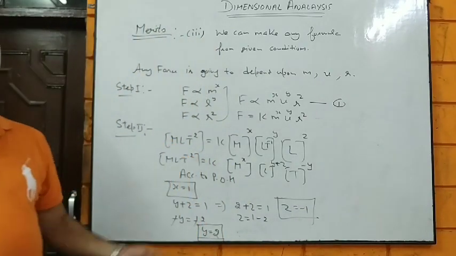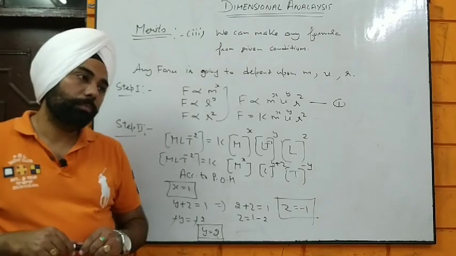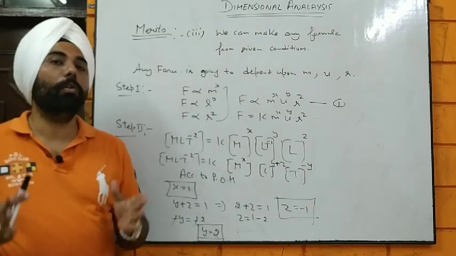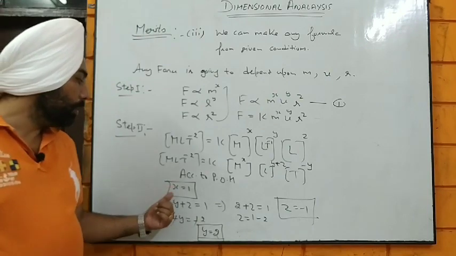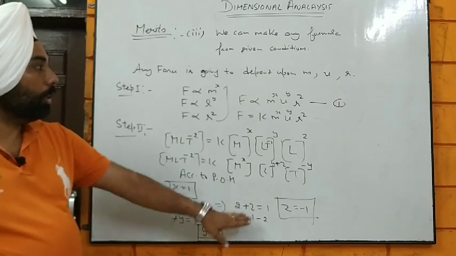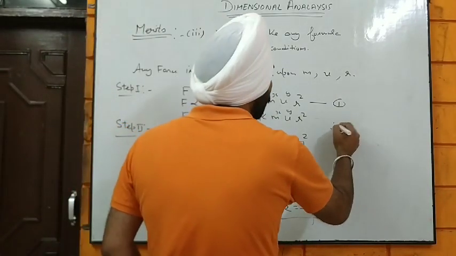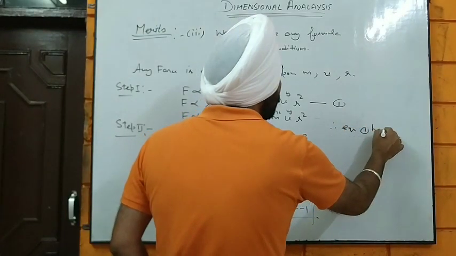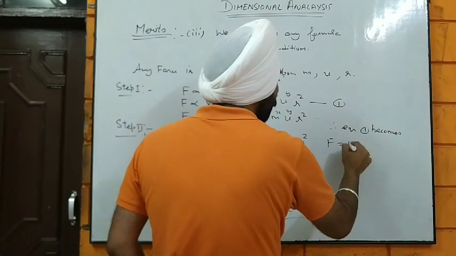Now we have three equations. According to mathematics, if you have three unknown components, then you need three equations to solve that. We obviously have three equations now, and we can solve x, y, z by simple mathematics, and just put these values in equation 1, you will have your formula. Now therefore equation 1 becomes f is equal to k.